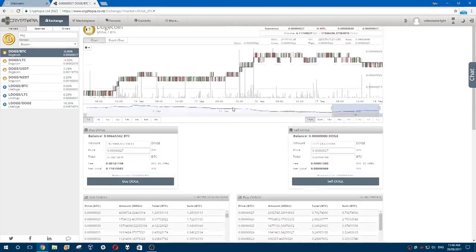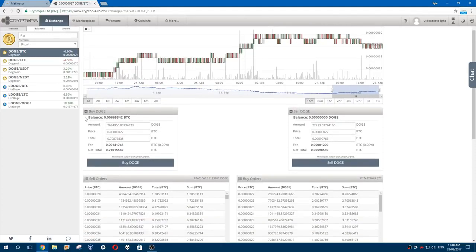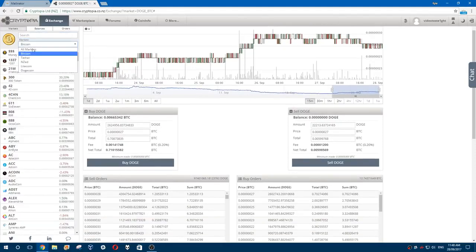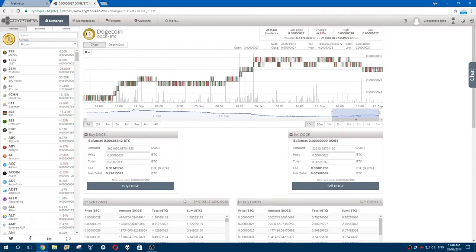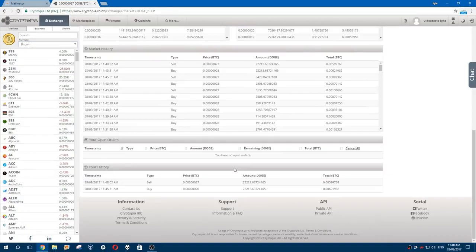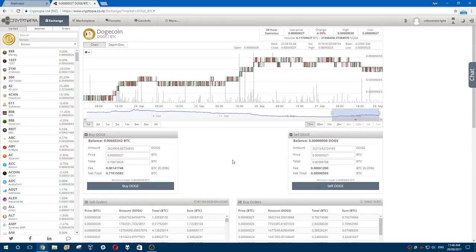Anyway, that's how you buy and sell coins on Cryptopia. You just search here, select the coins, select market, and have a look at the graph and choose what you want to do. And it's pretty simple, and you can see the history down here of your buys and sells. So you can see I bought at 28 and I sold at 27, this much Dogecoin for this much Bitcoin. I lost about 0.0001 or 2.